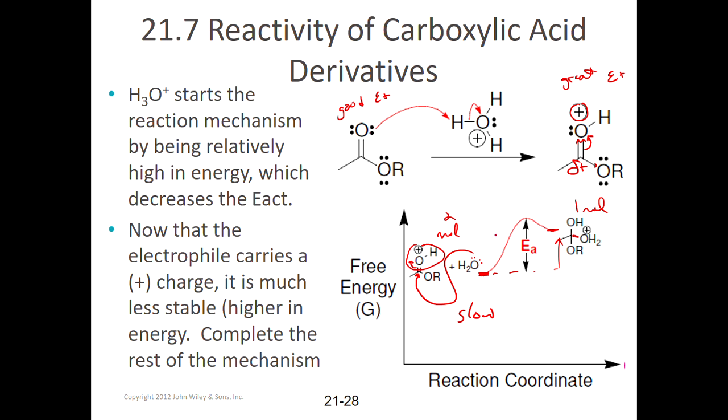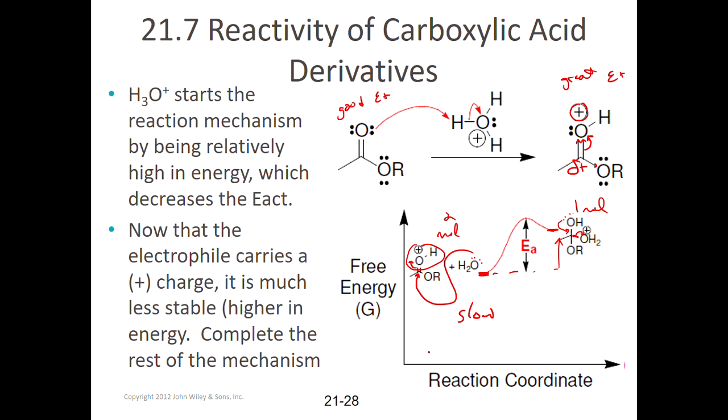So what happens in the rest of the mechanism? Well, as we said, the electrons will swing back in and push out a leaving group. But if they swing back in and push out the best leaving group now, which would be this oxygen, since it's positive, it's pulling these electrons away really strongly, that would just go back to the reactants. So what else can happen with this?